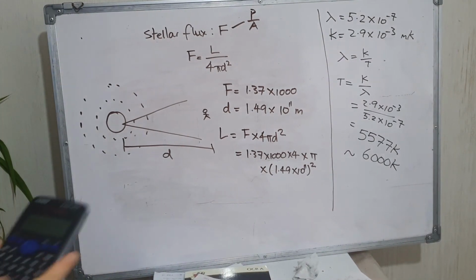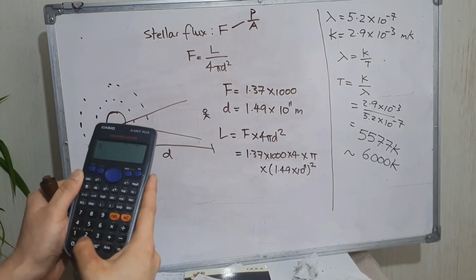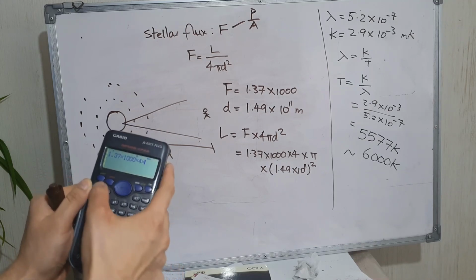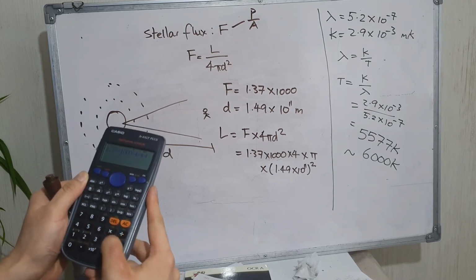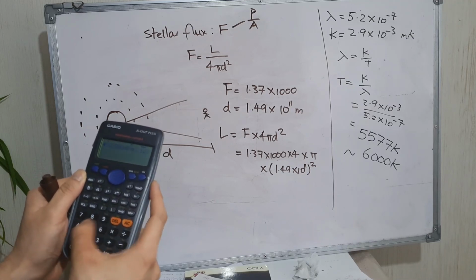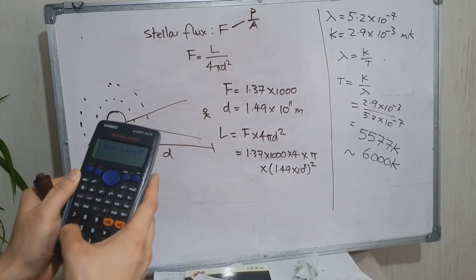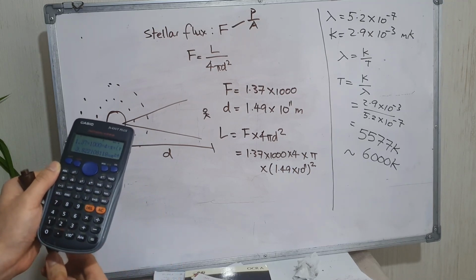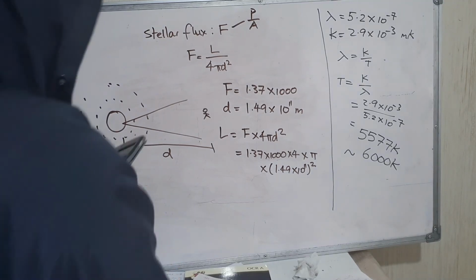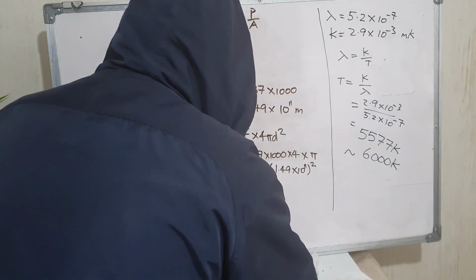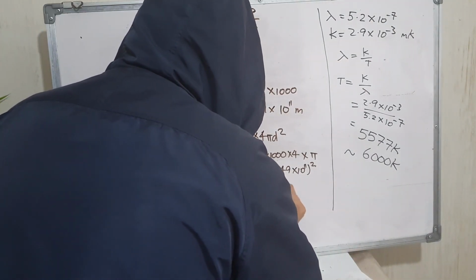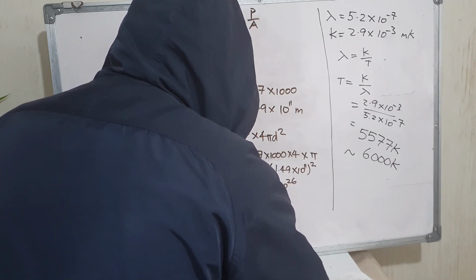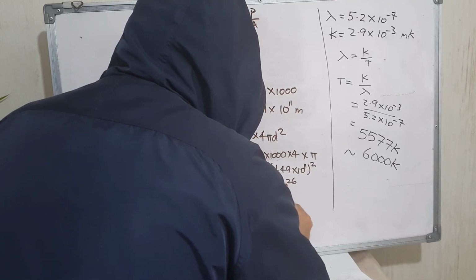So let's get a calculator out. It is 1.37 times 1000 times 4 times pi times brackets 1.49 times 10 to the 11 close brackets squared. You get 3.82 times 10 to the 26. And that is roughly equal to 4 times 10 to the 26.